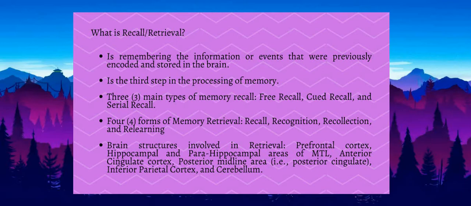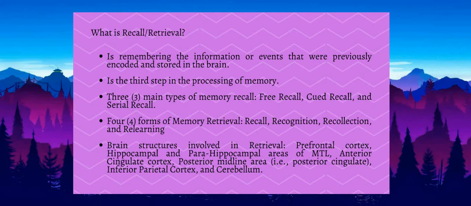Okay, and for us to get to know more about the memory retrieval, let's discuss briefly its types, forms, and the brain structures that are involved in memory retrieval. So we have 3 types. First is the free recall, or this is the type of memory retrieval in which individual attempt to remember previously studied information in any order.